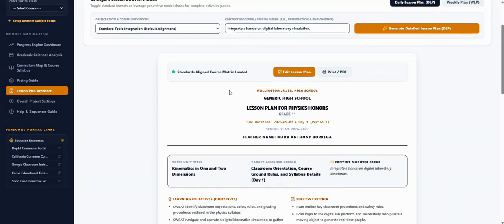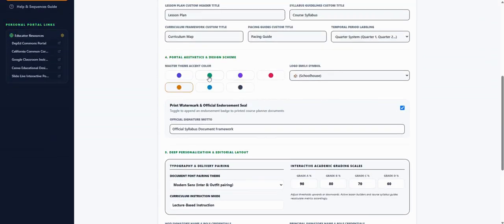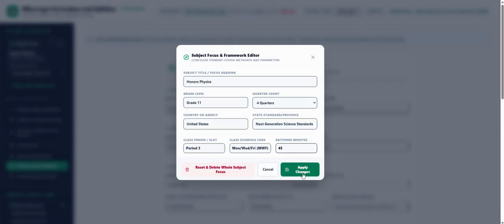As demonstrated throughout this video, the Borrega curriculum and syllabus instructional intelligence system is more than a curriculum generator. It is a complete academic planning ecosystem designed to simplify course creation, automate curriculum alignment, generate pacing guides, build lesson plans, and support educational excellence through intelligent workflow integration.